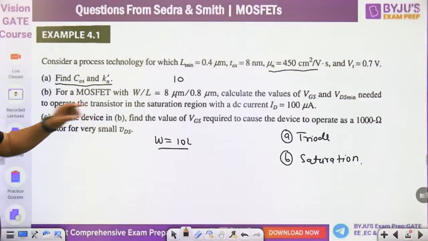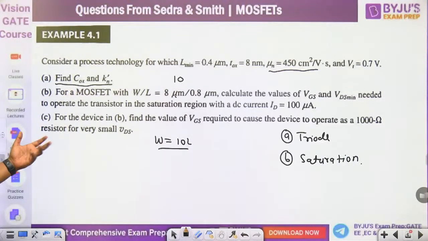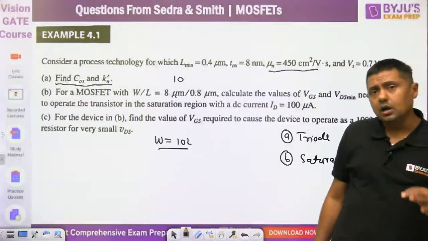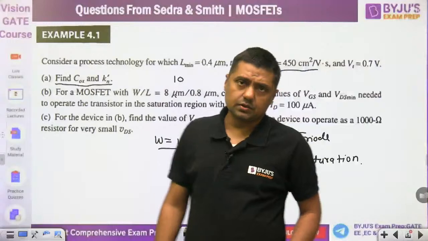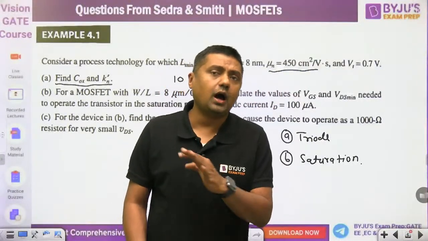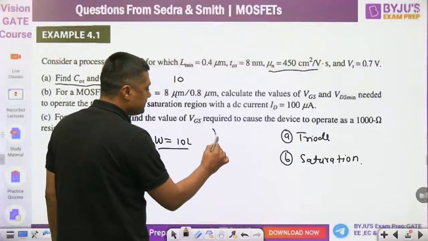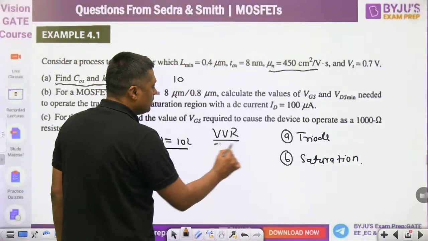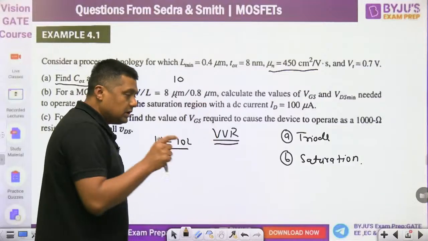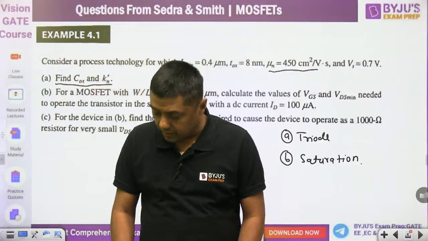Now, to operate the transistor in saturation region, third question: for the device in B, find the value of VGS required to cause the device to operate as a 1000 ohm resistor for very small value of VDS. When we are talking about the resistor, that is what? Voltage variable resistor, VVR. Then we can change the voltage and the resistance will change. Then again we can use the MOSFET.